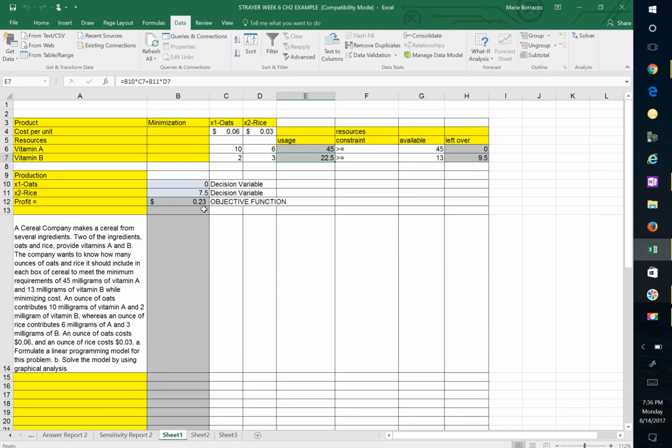This looks like the better decision because I've exceeded. See how these are both positive, and I want that. It looks like 23 cents and 7.5 ounces of rice and no oats in this case.